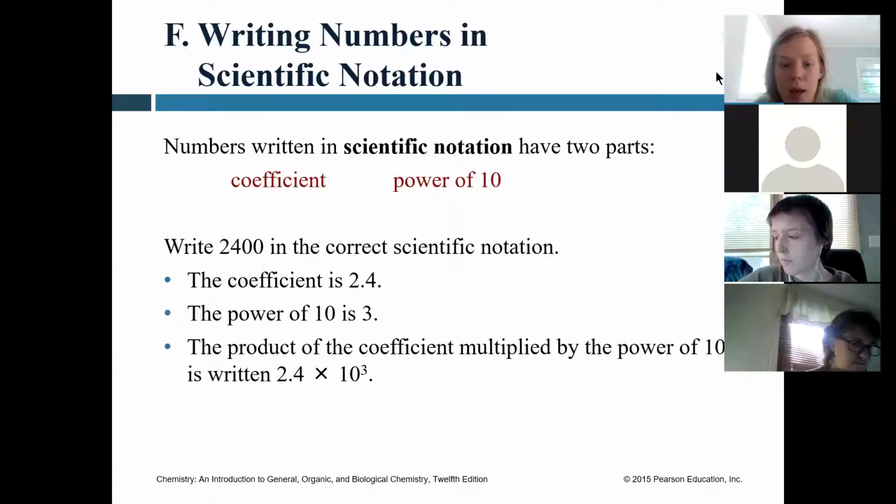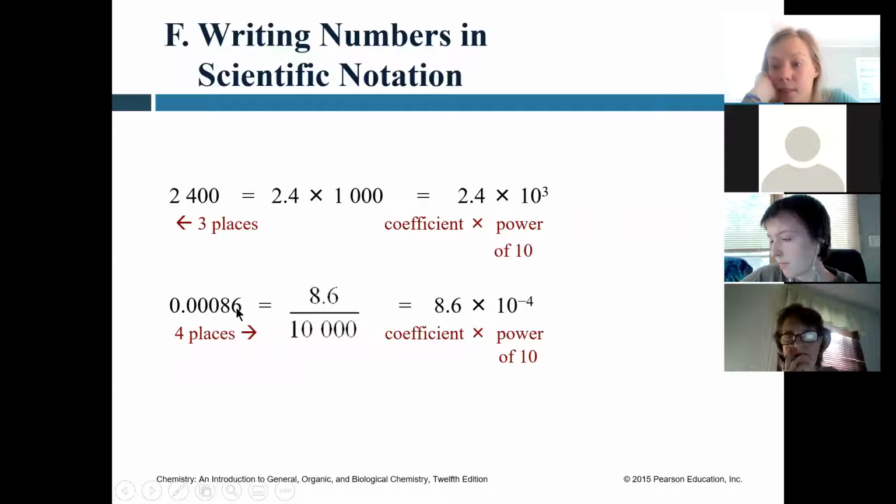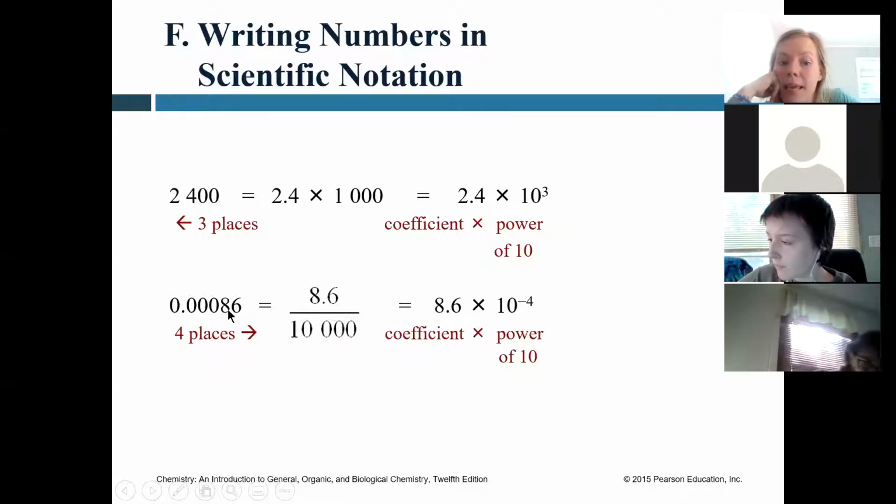So let's do a little bit of practice on that. Let's see if they've got some other examples here. Yeah, so here's another example. So we did this first one here. We have this number 0.00086. This is a teeny tiny number. So I know that my exponent is going to be negative for this guy. So I need to move my decimal until I hit a place where I'm between 1 and 10. So in this case, it's 8.6.